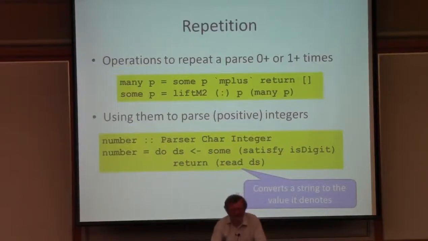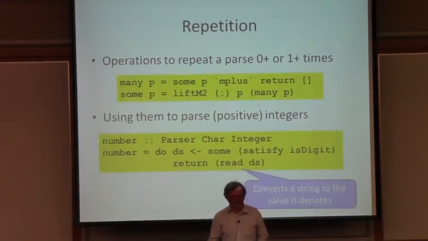ManyP is designed to parse something that the parser P will accept 0 or more times. SomeP accepts it 1 or more times. So I can just say that to accept P 0 or more times, do a SomeP, or accept it 0 times. That is, just return the empty list. And SomeP can be defined just to parse a P and then many P and combine them using cons. So I can use the liftM2 function for doing that.